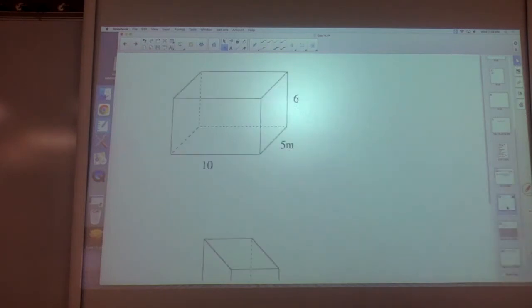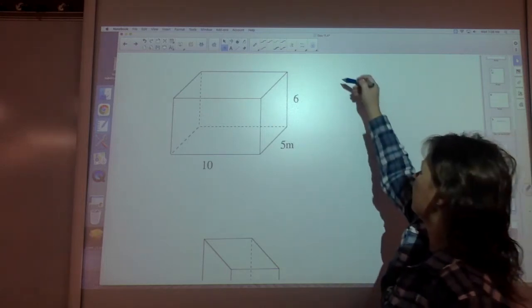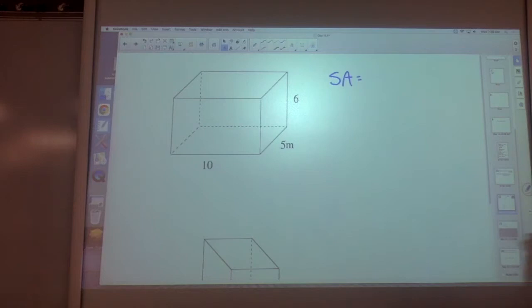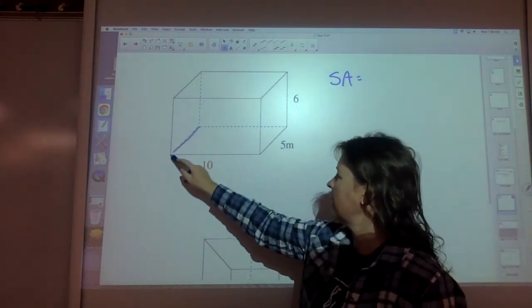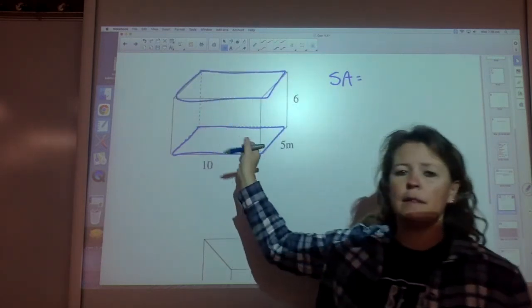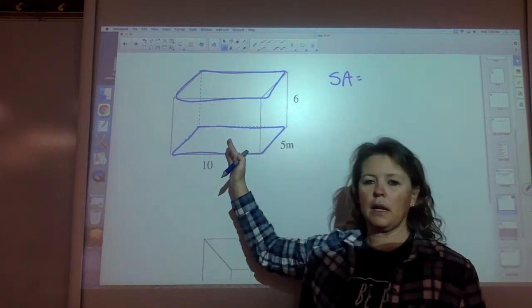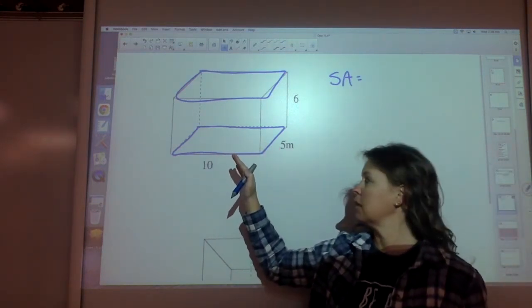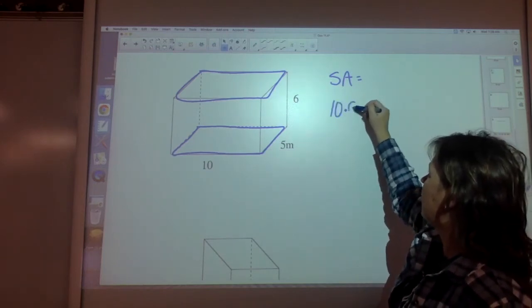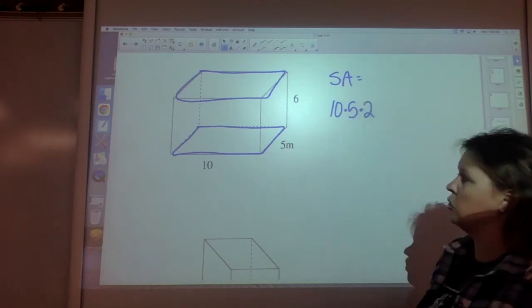Let's try it. We've got this rectangular prism, and we're going to find the surface area. We're going to add it all up. So you have a bottom rectangle and a top rectangle. And on all of these, we're going to know that they are right prisms. There's perpendicular signs everywhere, but it's not going to be drawn in there every single time. Top and bottom rectangles would be 10 times 5, area of a rectangle, times 2.